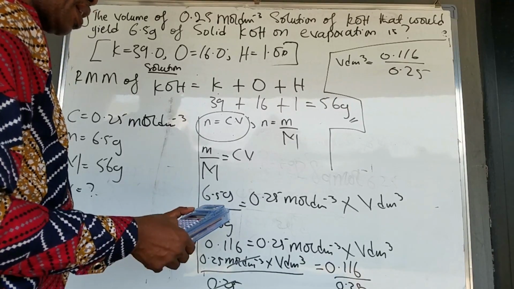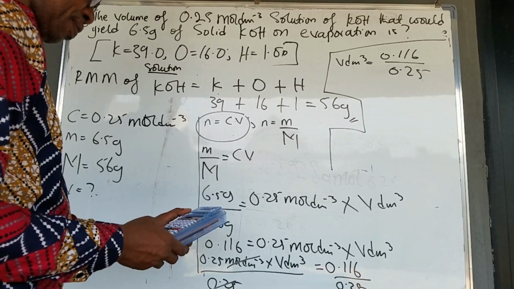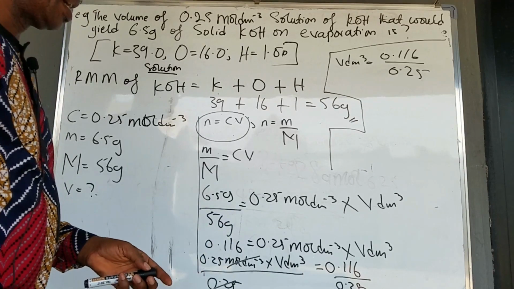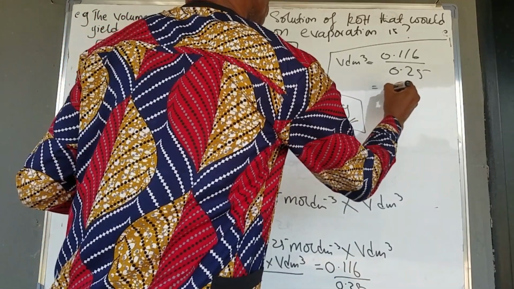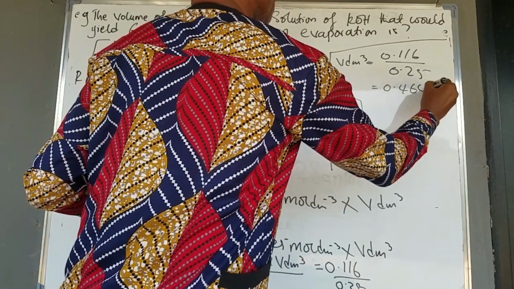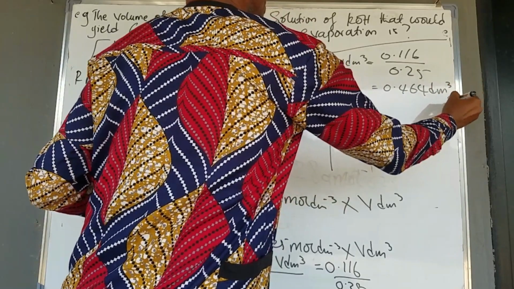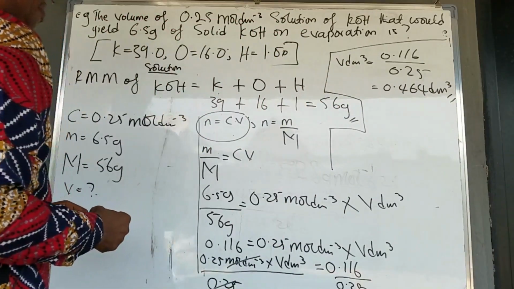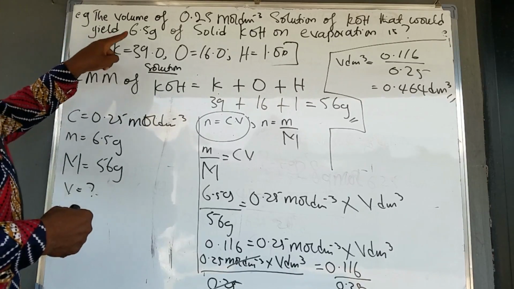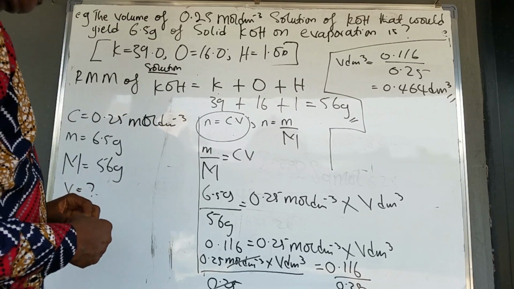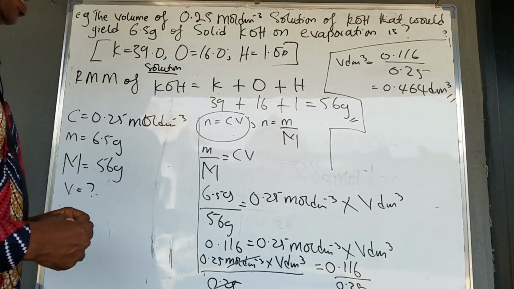0.116 divided by 0.25, and absolutely the answer is 0.464. 0.464 dm³. That's the volume of 0.25 mole per dm³ solution of potassium hydroxide that will yield 6.5 grams of solid potassium hydroxide on evaporation.